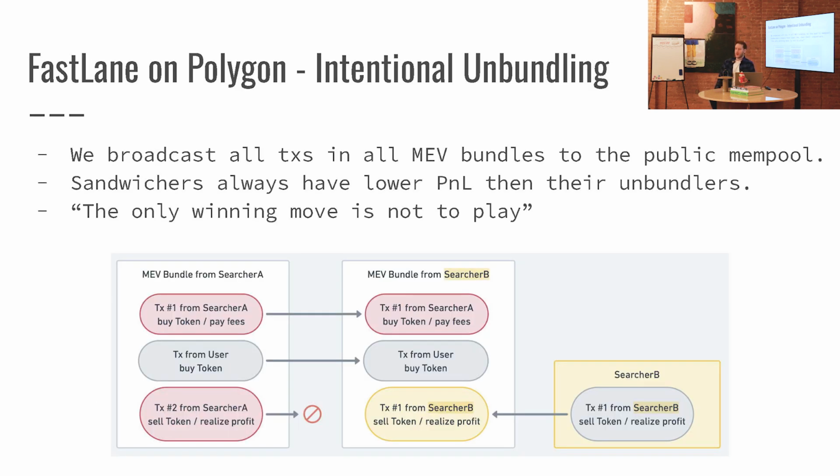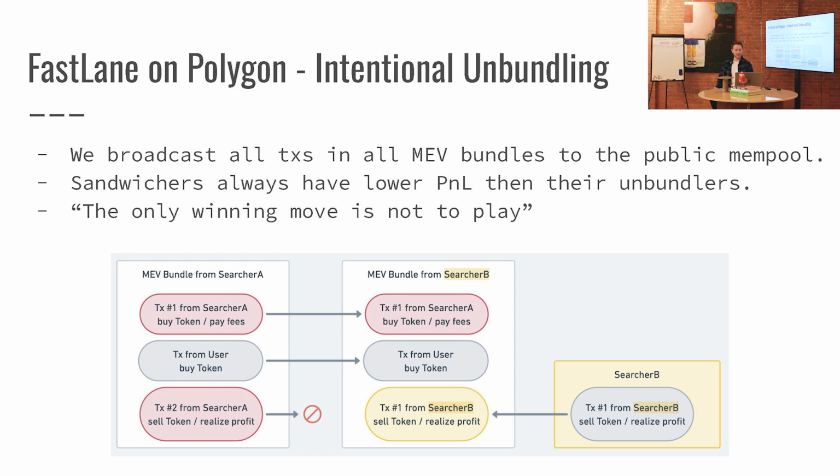So what do we do on Polygon? I run FastLane on Polygon, and we are big believers in intentional unbundling. We're not trying to do any sort of exploit or anything like that. All we're really trying to do is shine a light on the dark forest. And the way we shine a light is by taking every MEV bundle that we get and just broadcasting all of it out into the public mempool. It's sort of an unbundling by design approach.